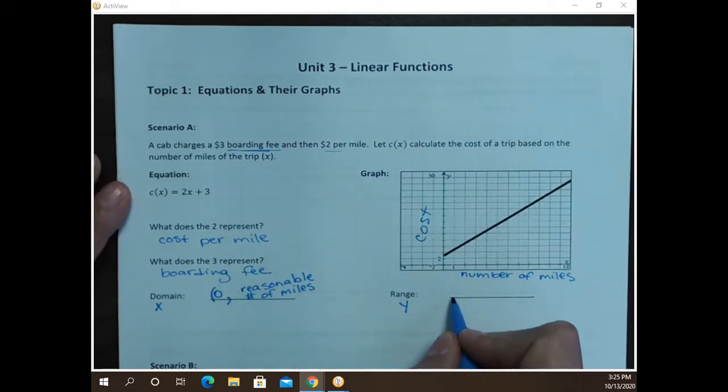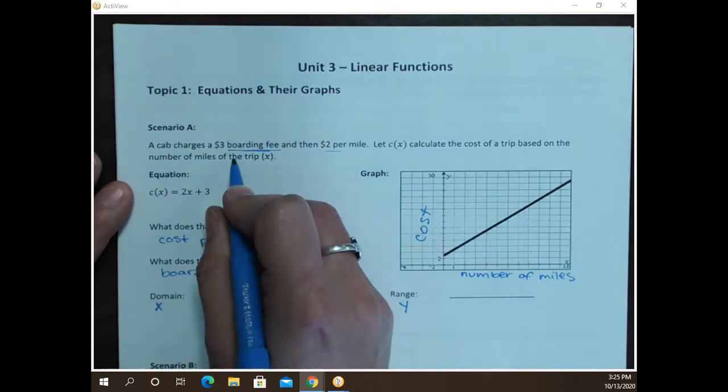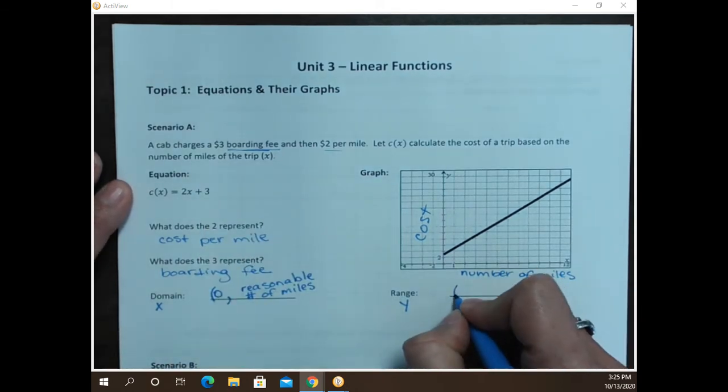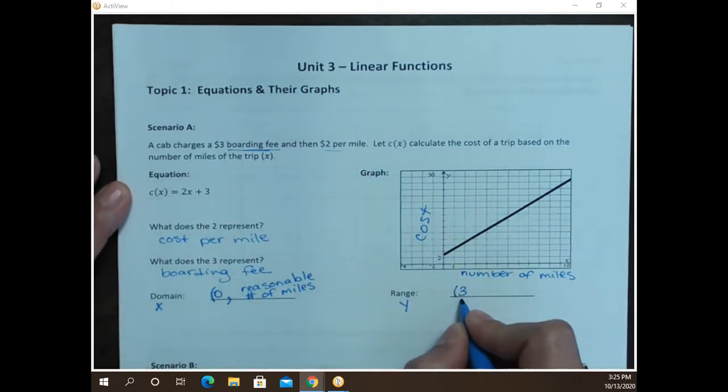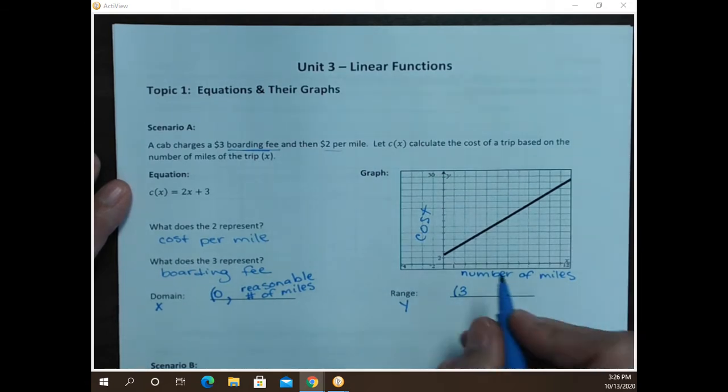For our range then, we know as soon as we sit in that seat, we owe that $3 boarding fee. So I know it's got to be something more than $3, right? Since we're not going to get in and get back out, it's not going to be exactly 3. It's going to be something more than $3. So that's why I'm going to do 3 with that parenthesis.